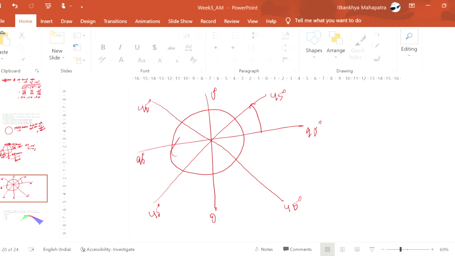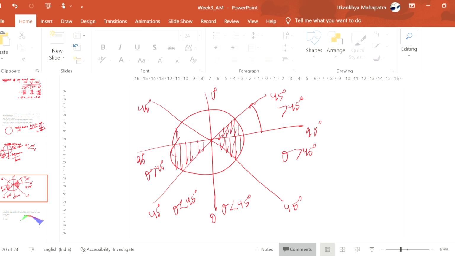from here, if we consider 0 degree, this is 45 degree, this is more than 45 degree. So this part will need support. Now here theta is greater than 45 degree, this part will also need support. Here theta is less than 45 degree, here theta is less than 45 degree, here theta is greater than 45 degree, we will need support. Here theta is greater than 45 degree, we will need support.